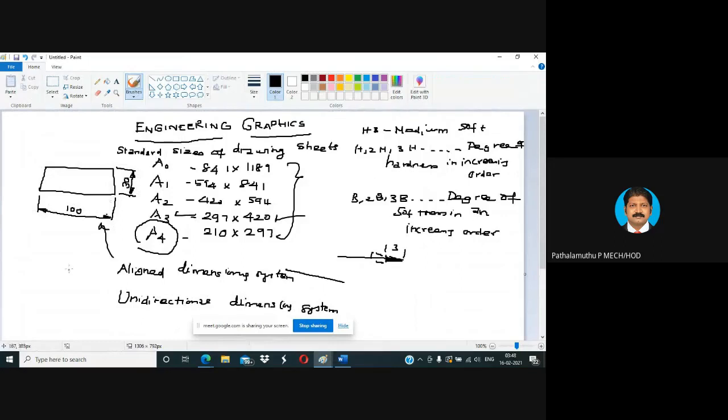In the unidirectional dimensioning system, break the dimension line at the middle and represent the dimension there.